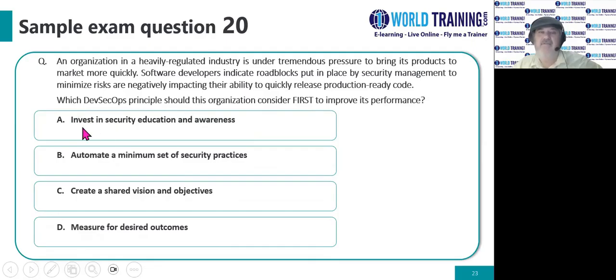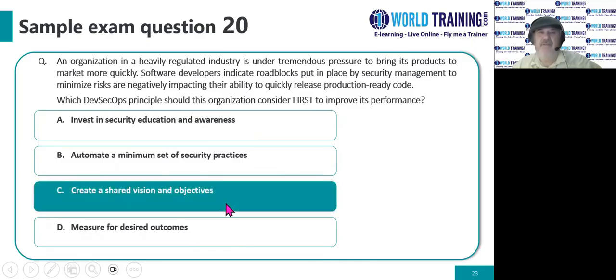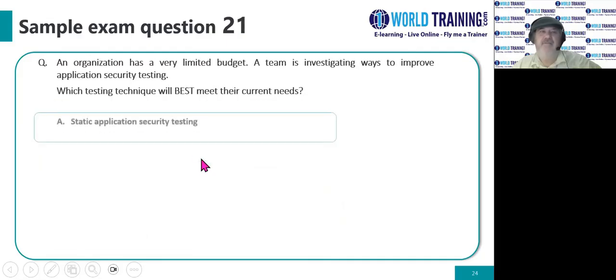Okay, invest in security education and awareness. Not a horrible answer. Let me just keep going. Automate a minimum set of security practices. Depends on the threats, maybe not. Create a shared vision and objectives. I think that's a prerequisite, definitely, because you need to know what you're trying to accomplish before you allocate resources. So C is a better answer. D, measure for desired outcomes. I'm going to go with C, but again, you might want to check the chart on this one. Yeah, C is the right answer. Create a shared vision and objectives.